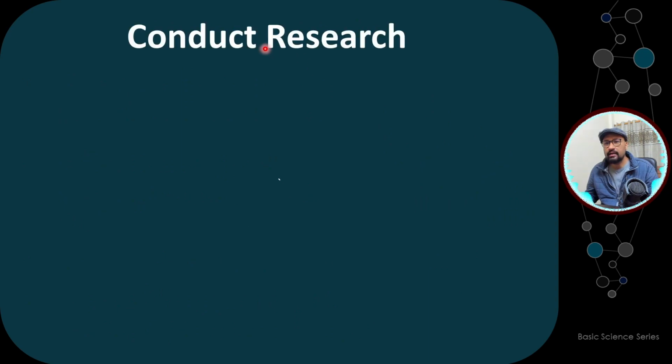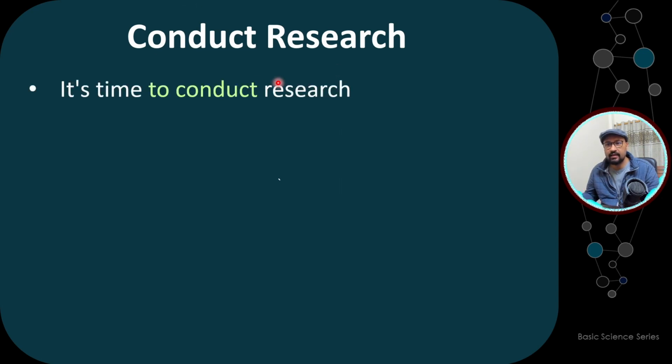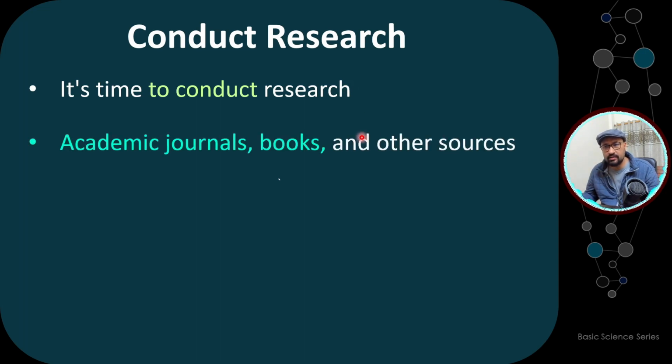Next point, conduct research. So that's the second point. You have to do research work, and then first point, after selecting the area, is time to conduct the research. Next is academic journals, books, and other resources. So where you can find information regarding that particular topic. So you have academic journals, you have Nature, Cell, Science.